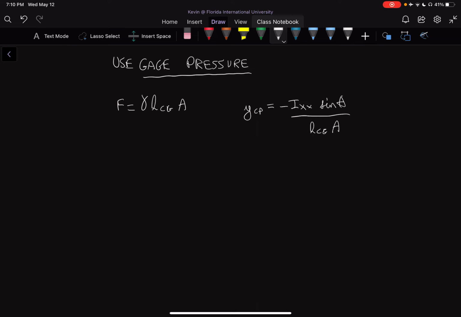So it makes it a little bit easier to solve because we don't really need to use gamma. Okay, it's two different ways of solving it, but let's put the equations down just in case we need to use them with gauge pressure. And then minus Ixy times sine theta divided by hCg, Cg not Cp, times A. Okay, and the next thing I want to show you is how you would calculate these values using some simple shapes.